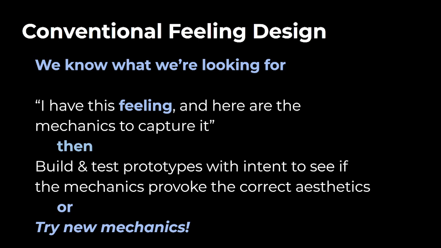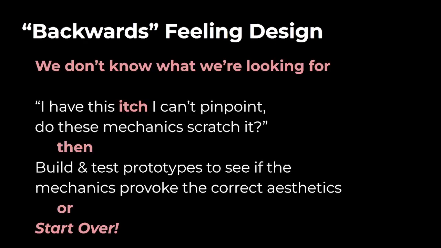Typically, when we do that, we know what we're looking for. If we want a player to feel sad, then we'll think about what mechanics we can use to make that player sad. So we say, I have this feeling, and here are the mechanics to capture it. Then we build and test prototypes with intent to see if the mechanics actually do give us the correct aesthetics, or we try new mechanics if those don't work. And then we go through this cycle over and over. So what happens if we don't know what we're looking for?